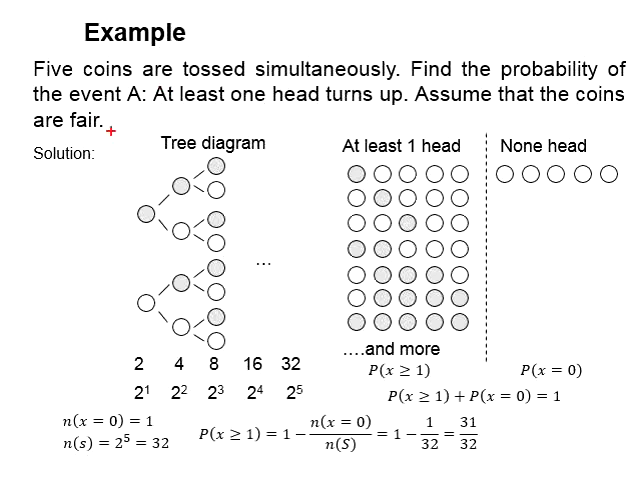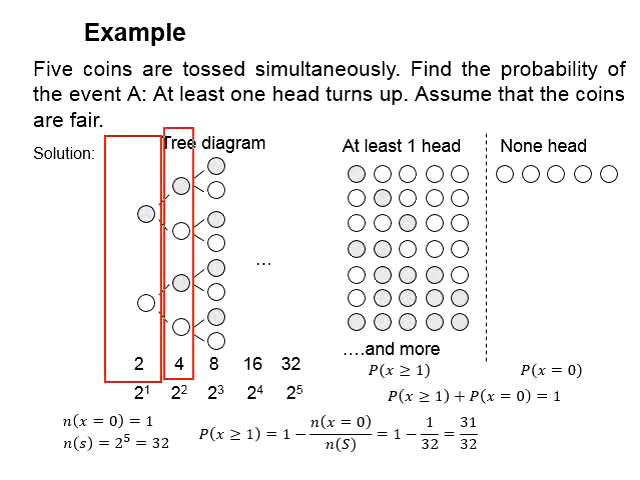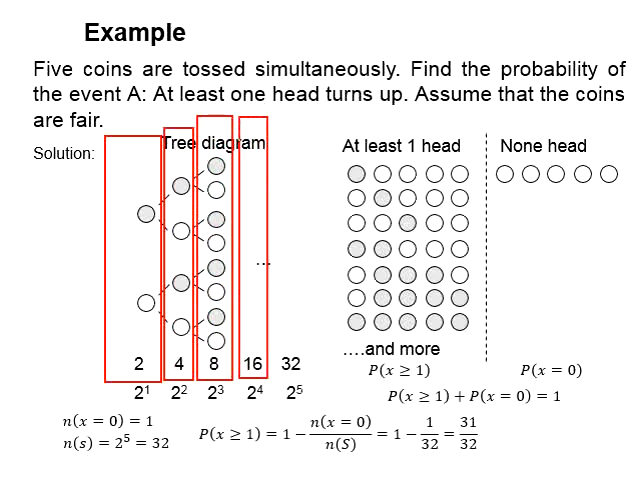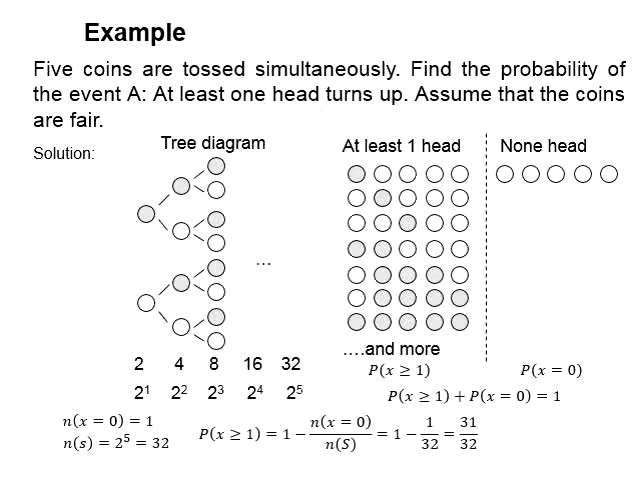Now you calculate the number of outcomes. The first layer is equal to 2. The second layer will be equal to 4. The third layer will be equal to 8. And the fourth, 16. And the fifth, it will be 32. This represents a series of numbers which can be simplified as 2 power 1, 2, 3, 4, and 5.